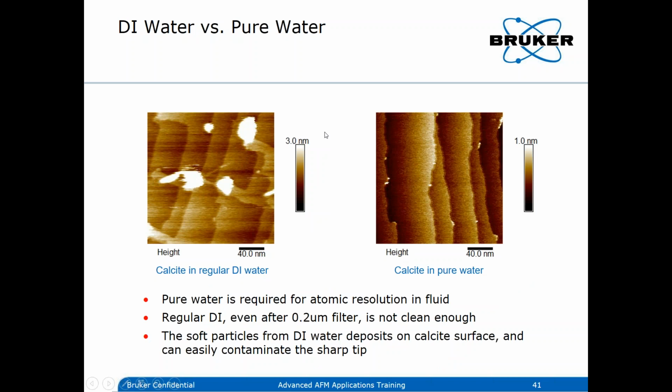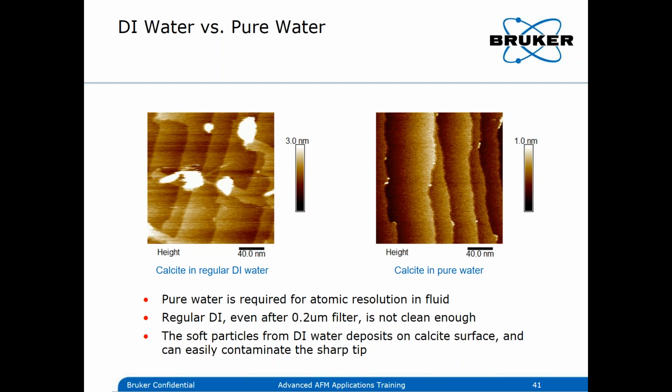Here you can see the influence of the contamination. On the left-hand side, you see calcite in regular DI water, and on the right-hand side, you see calcite in pure water. And this is required for atomic resolution for sure. Regular DI water, even if you filter it, is not clean enough.